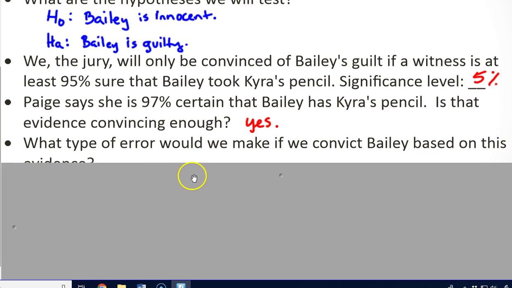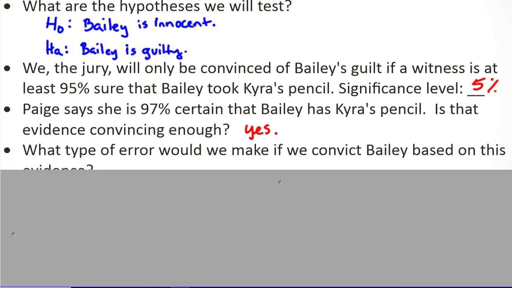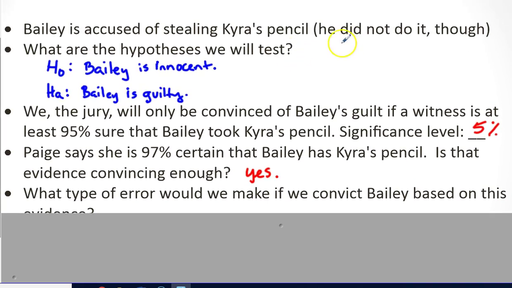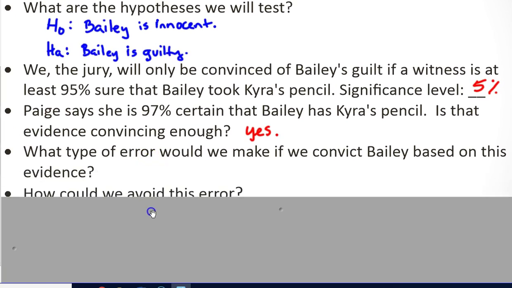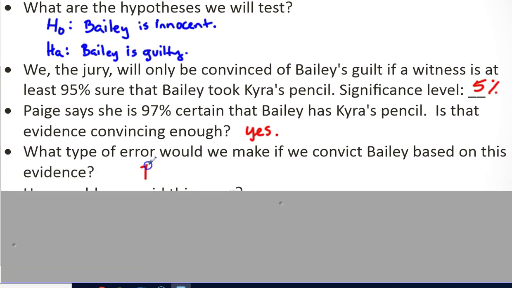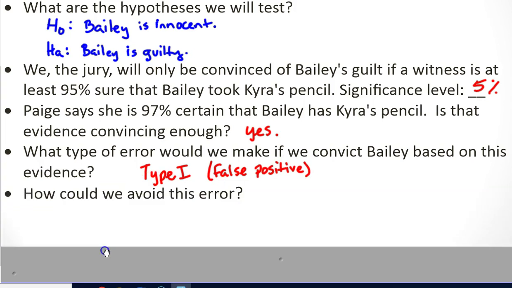So what type of error would we make? Obviously, we made an error, because go back to the beginning. We said that Bailey did not do it, but we just got a witness that had convincing evidence so that our jury, in fact, convicted him. Okay? So we made an error. Well, what type of error? We call this a type 1 error. Okay, and it's a false positive. Okay? It's a false accusation. He's falsely convicted. Okay, and this happens all the time in courts of law. It's not a good thing, but it happens.